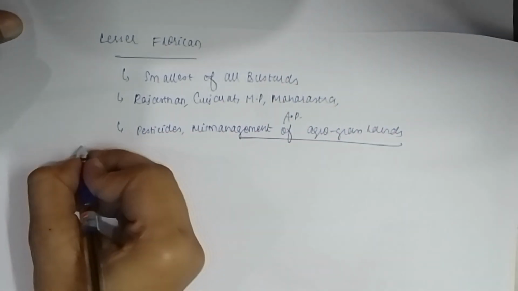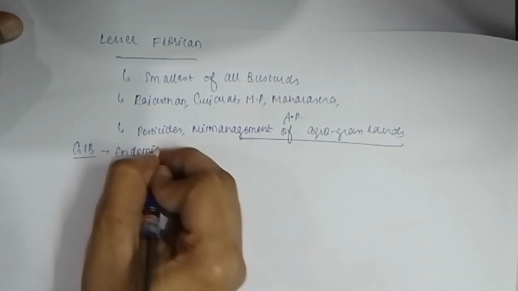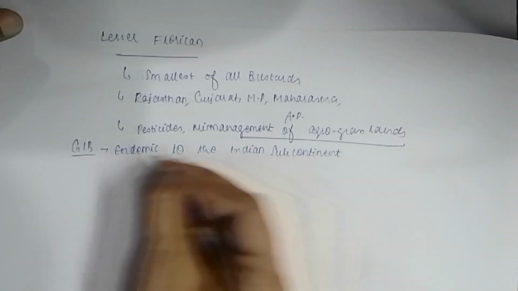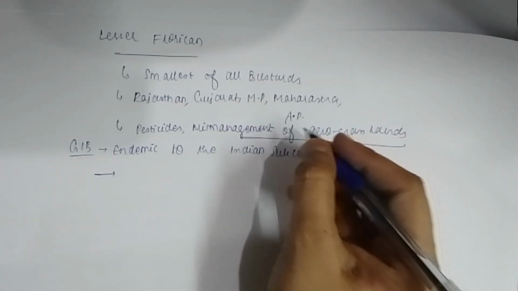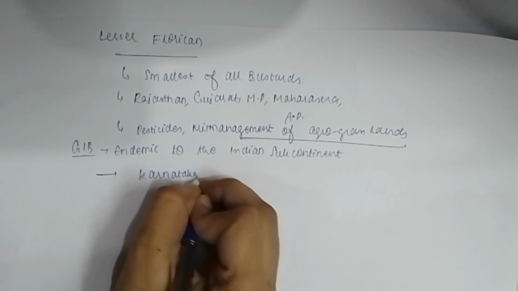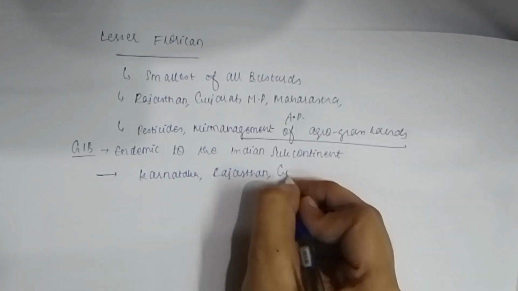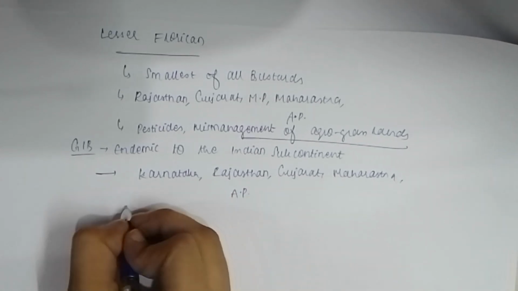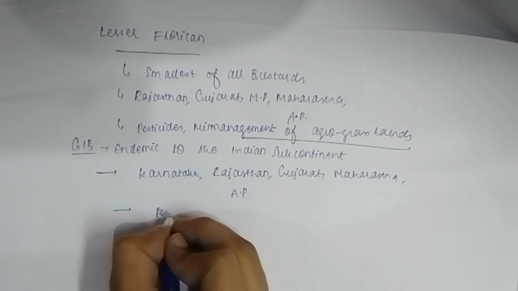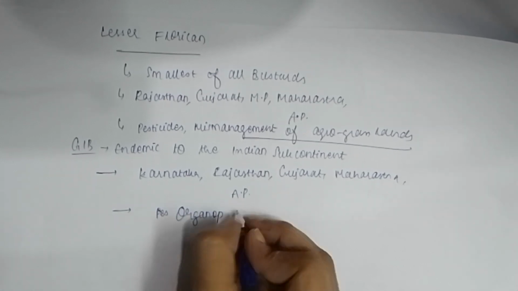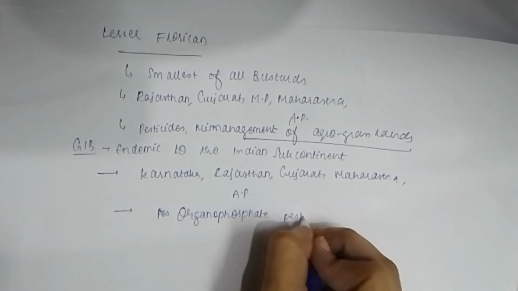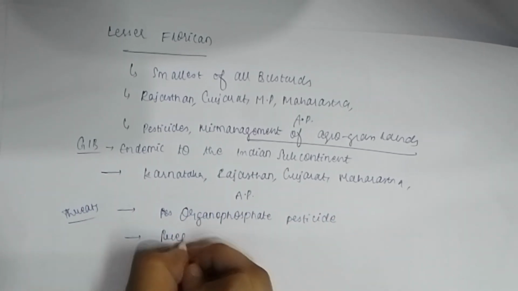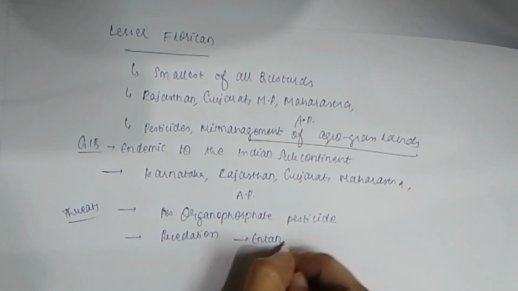I'll discuss the mismanagement of agro grasslands shortly. With regards to the Great Indian Bustard, it is endemic to the Indian subcontinent, okay? Again, the habitat of the Great Indian Bustard also includes Rajasthan, Gujarat, Maharashtra, Andhra Pradesh, and along with it Karnataka. Then with regards to the threats, you have specifically organophosphate pesticide. Organophosphate pesticide is also leading to bioaccumulation in these species. And then they have predation as a threat, and then entanglement with power lines.